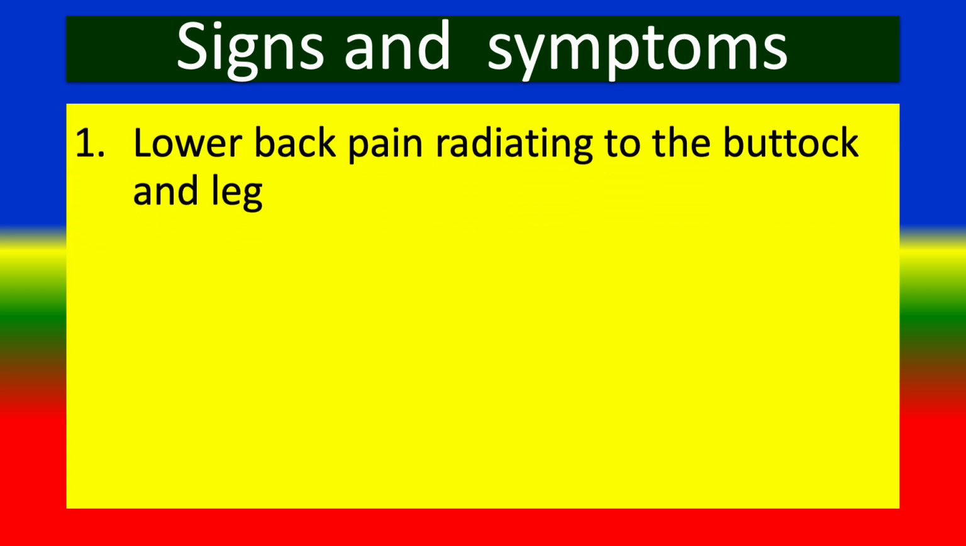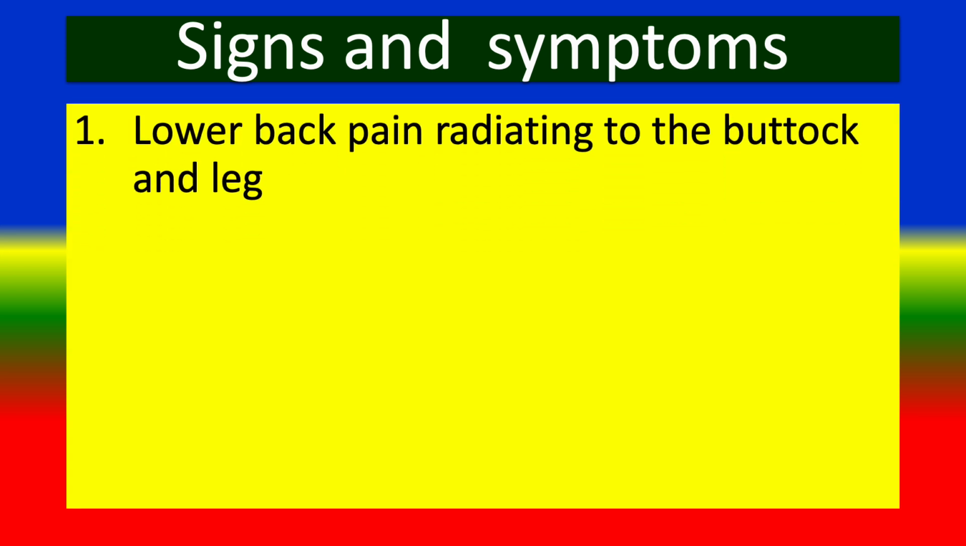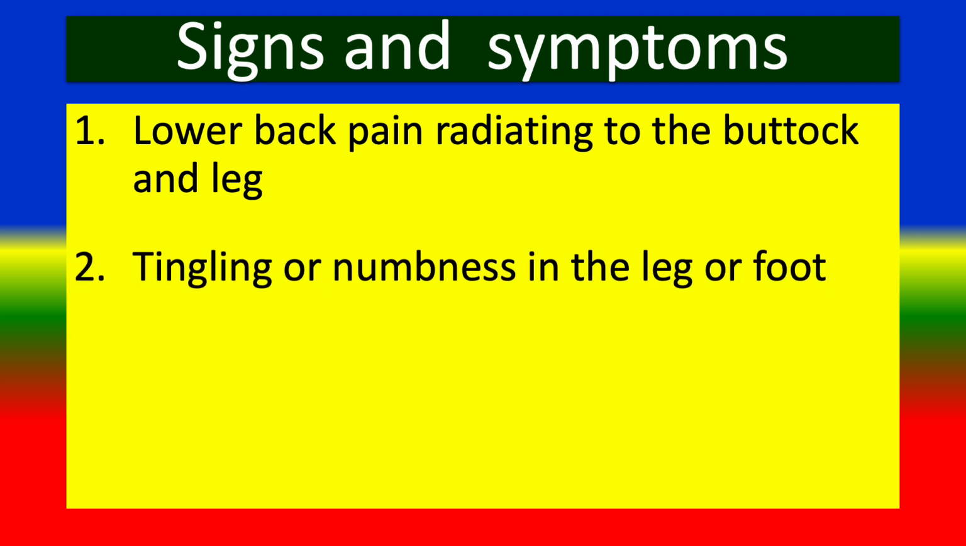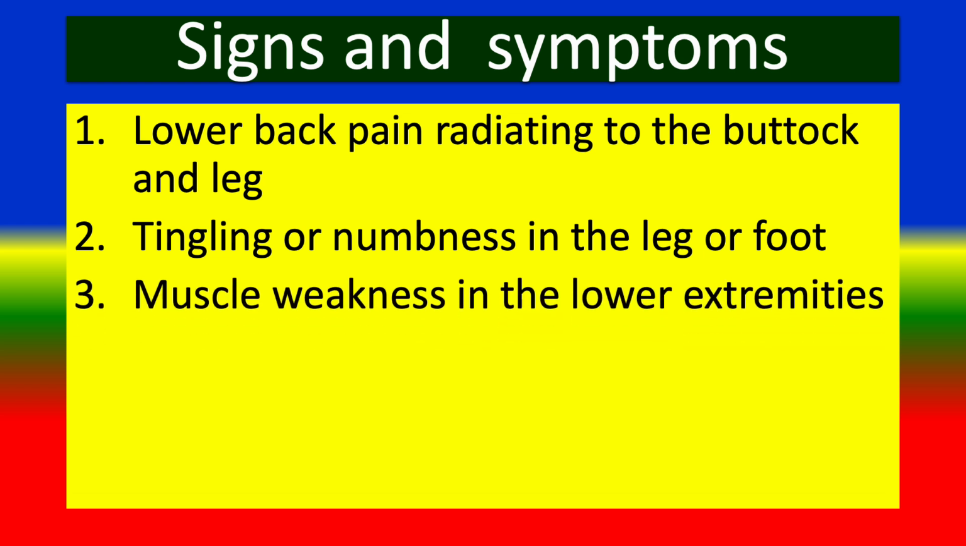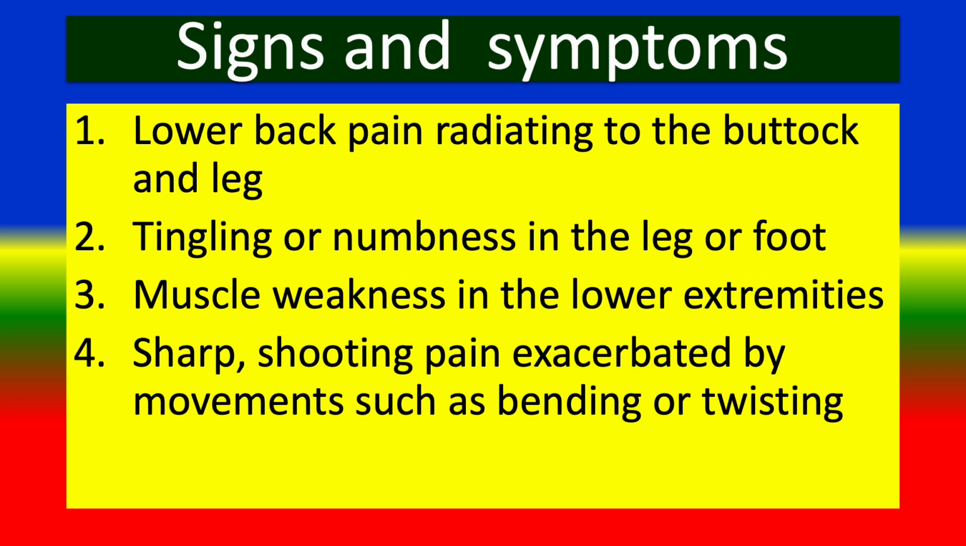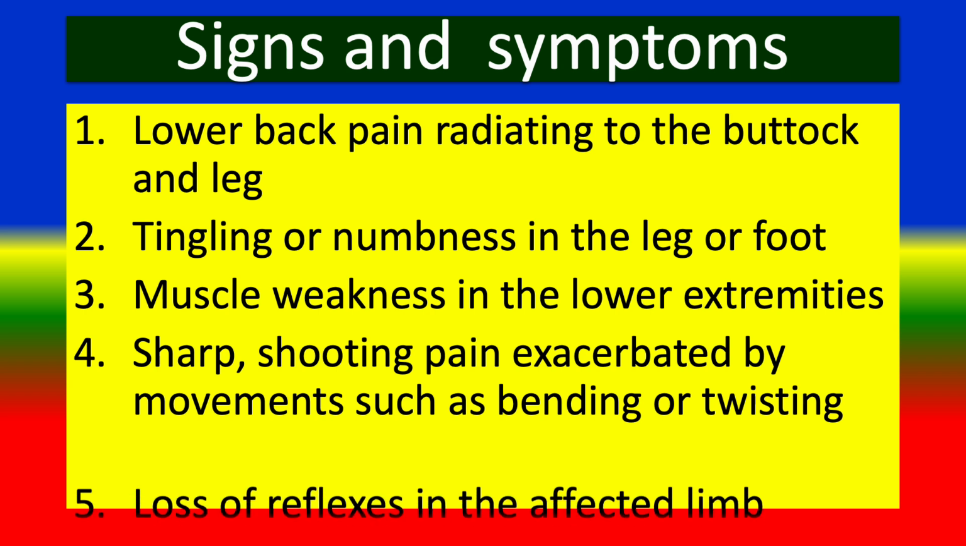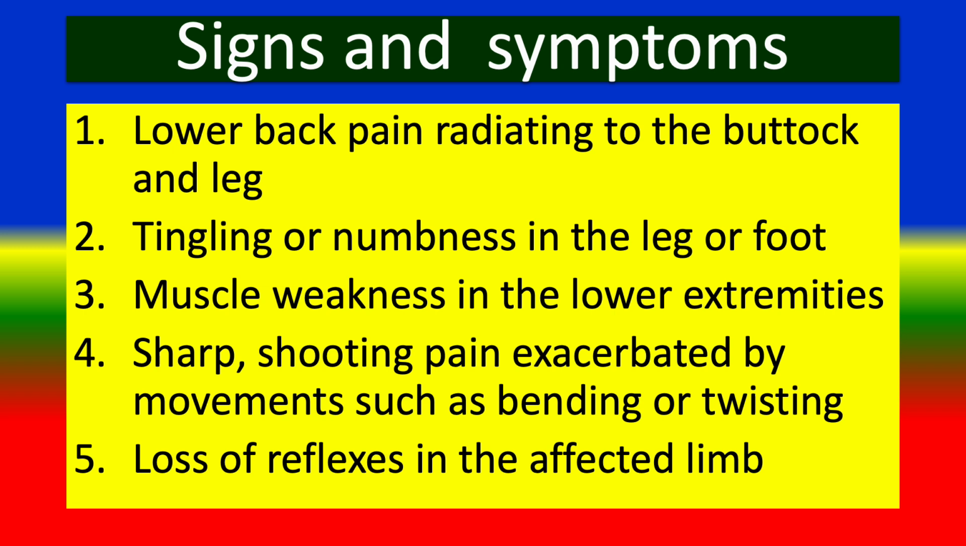Signs and symptoms: 1. Lower back pain radiating to buttock and leg. 2. Tingling or numbness in the leg or foot. 3. Muscle weakness in the lower extremities. 4. Sharp shooting pain exacerbated by movements such as bending or twisting. 5. Loss of reflex in the affected limb.